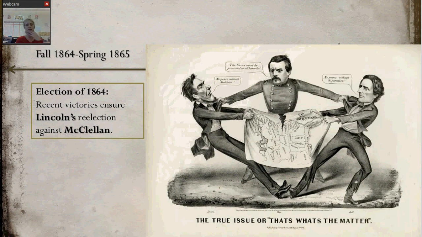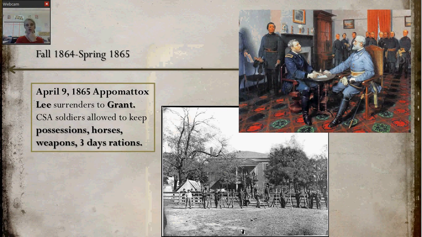For a while it looked like McClellan might actually win because people were really tired of the war. However, Lincoln does win re-election because of all these major victories, which is going to lead to the surrender in April. Between the Wilderness Campaign and Lincoln's re-election, Lee finally is forced to surrender to General Grant in Appomattox Courthouse, Virginia. It's a very generous surrender. The Confederate soldiers are given all of their possessions. They can keep everything they have with them, their horses, their weapons, and rations enough for 3 days, and they are allowed to return home without any fuss, okay?